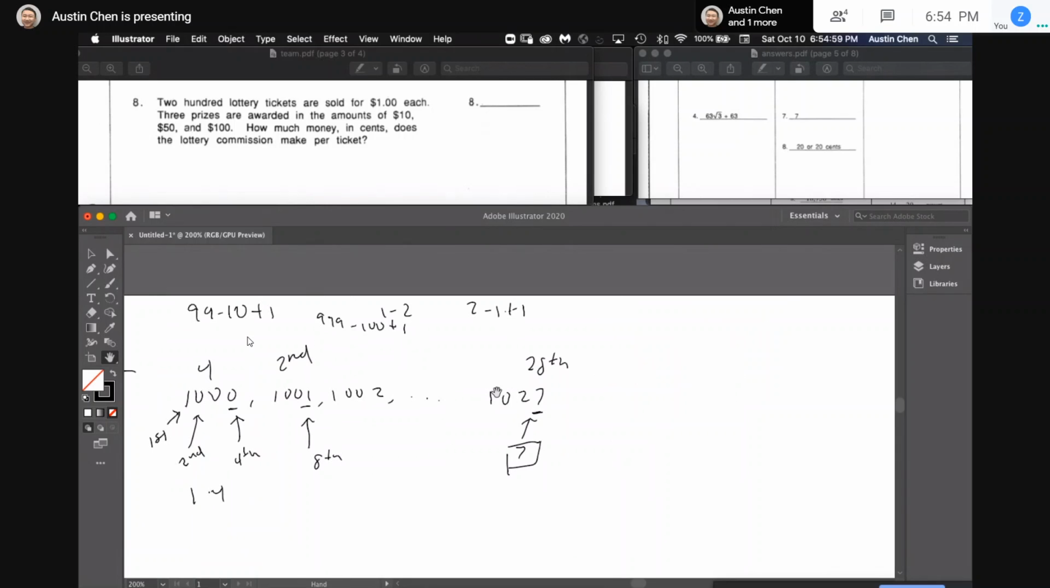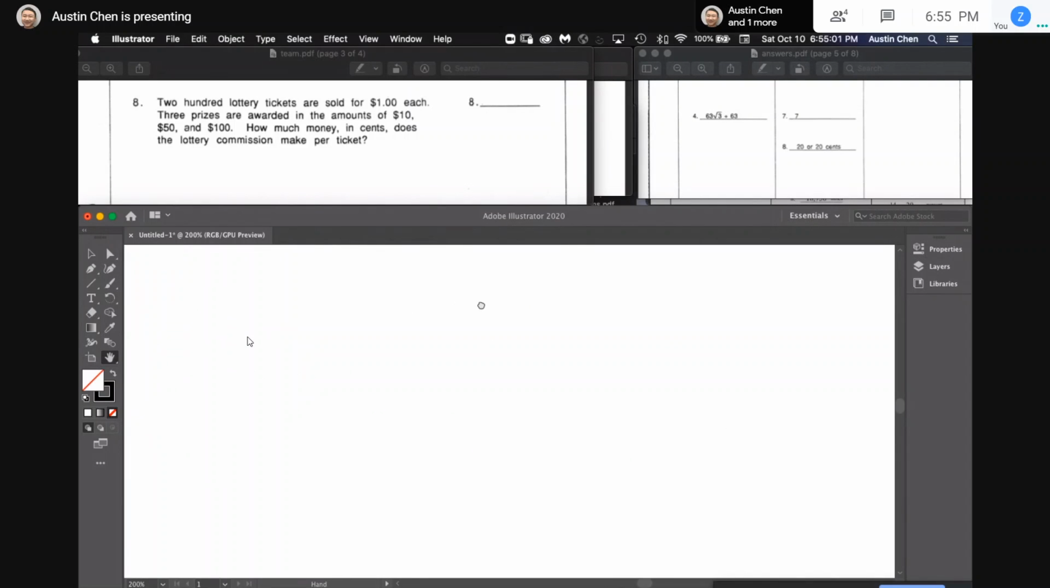All right. Let's move on to number 8. 200 lottery tickets are sold for $1 each. Three prizes are awarded in the amounts of $10, $50, and $100. How much money in cents does the lottery commission make per ticket?